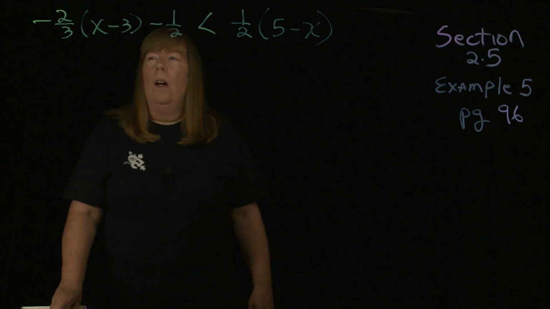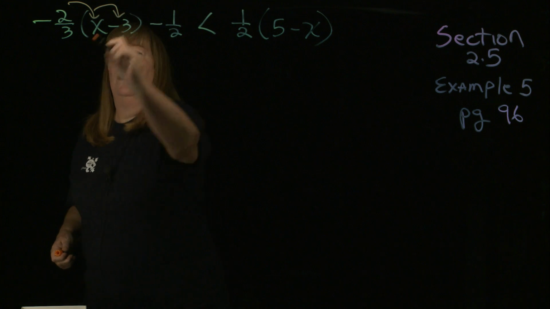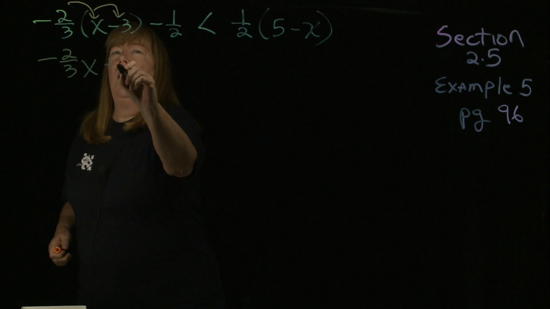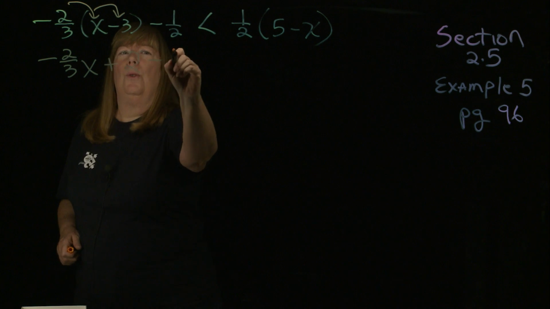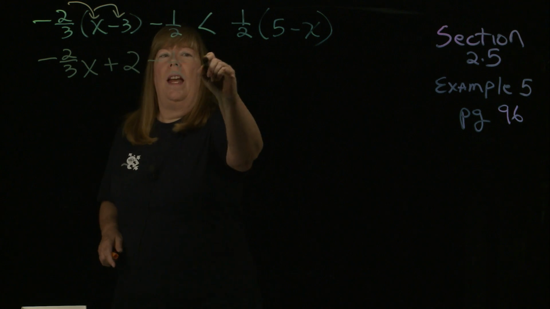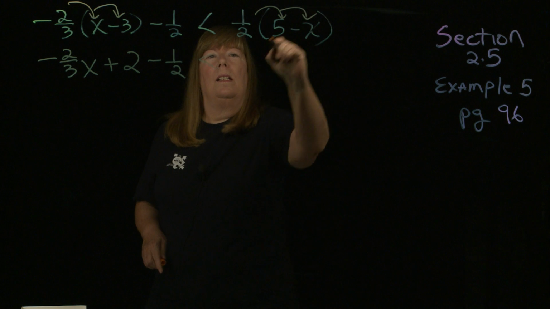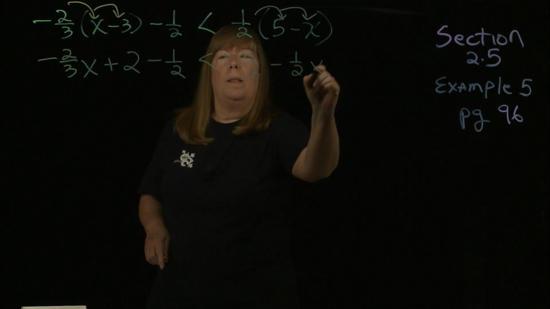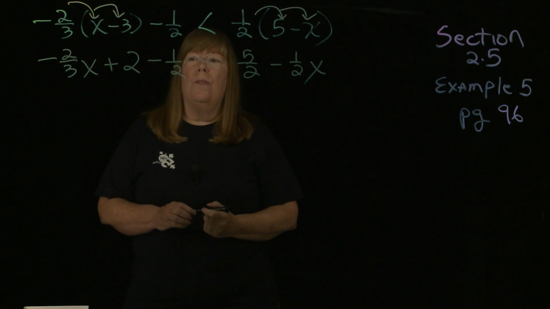Okay, first step, let's get rid of parentheses by distributing. Negative 2/3 x plus the 3's will cancel, and it'll just leave you 2 minus 1/2 is less than, distribute again, 5/2 minus 1/2 x. Okay, our next step is going to be to clear the fractions.